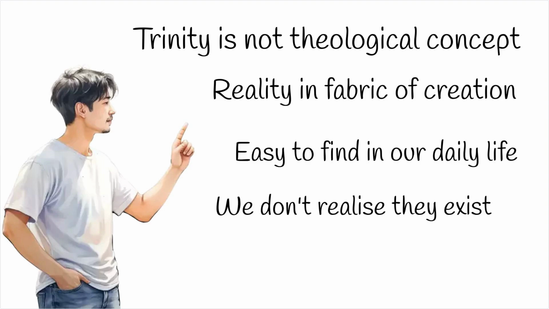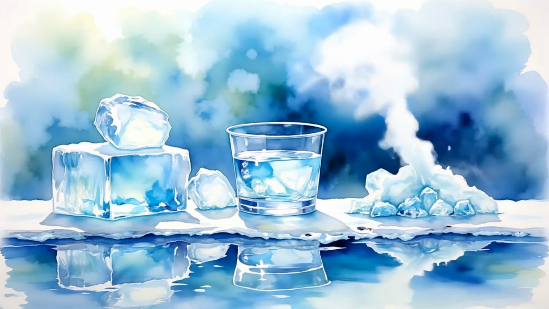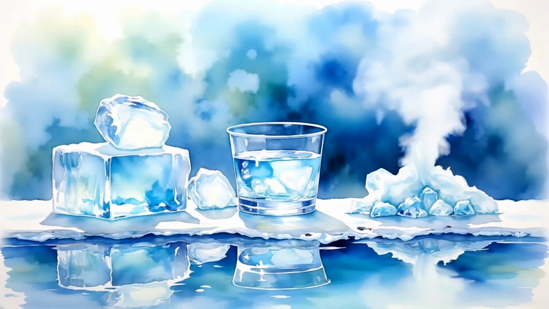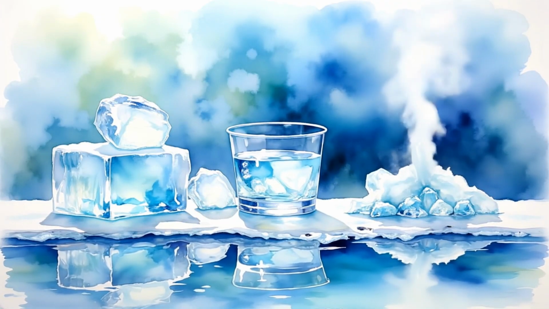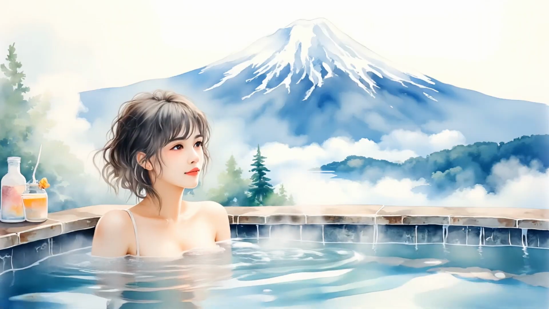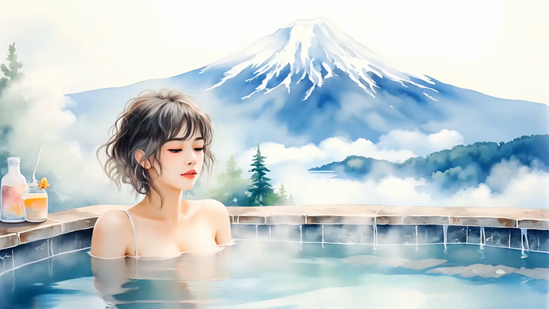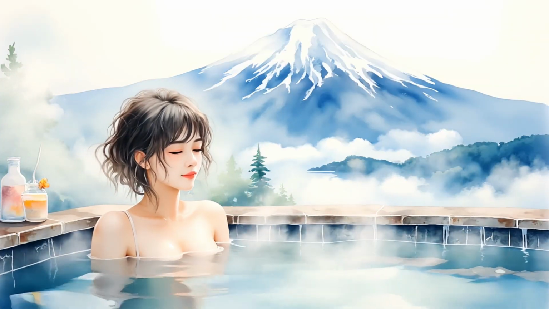Let's start with one of the most fundamental examples: water. Water is one of the most common substances on Earth, and yet it's able to exist in three very different states: solid, liquid, and gas. Each of these states is unique. Ice is solid, water is liquid, and steam is gas. Despite their differences, they are all simply water, just in different forms.